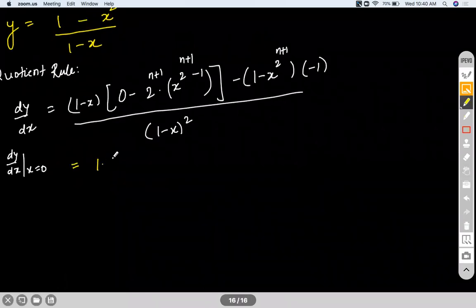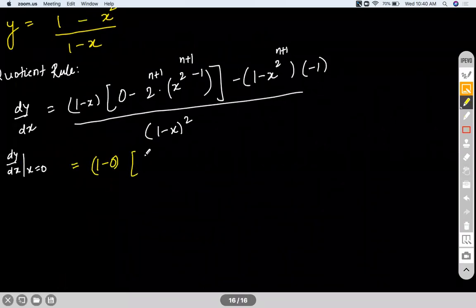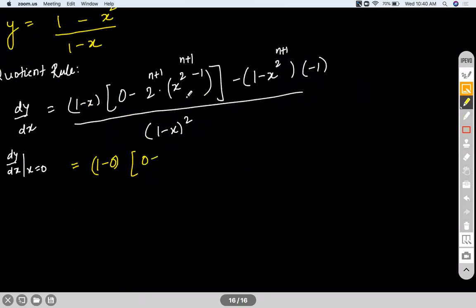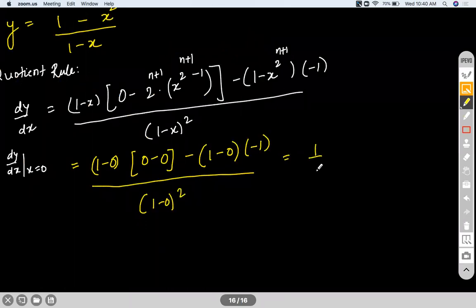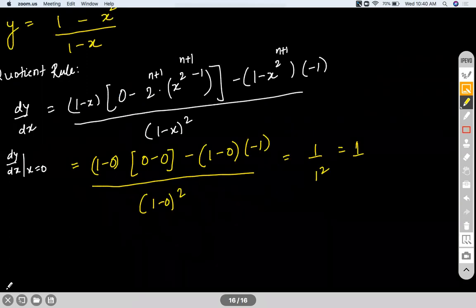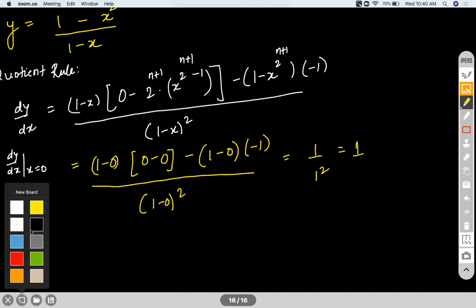This becomes 1 minus 0. This becomes 0 minus, this entire thing will collapse. This will become 1 minus 0 into minus 1 divided by 1 minus 0 the whole square. So ultimately giving you the answer as 1 by 1 square, which is nothing but 1. No n will be there in your answer. Oh, yes, sir. I found it at n equal to 1. That's my mistake. Okay. Next question. Is that fine? Yes, sir.